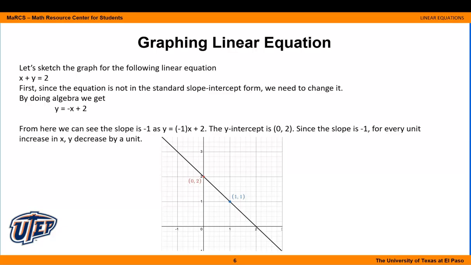Now let's look at a slightly different example. Here we're given x + y = 2, which is not in slope-intercept form. So the first step is to rewrite it: y = -x + 2. Now we can see the slope is -1 and the y-intercept is 2. So we start at (0, 2), then go down 1 and right 1 to graph the line.